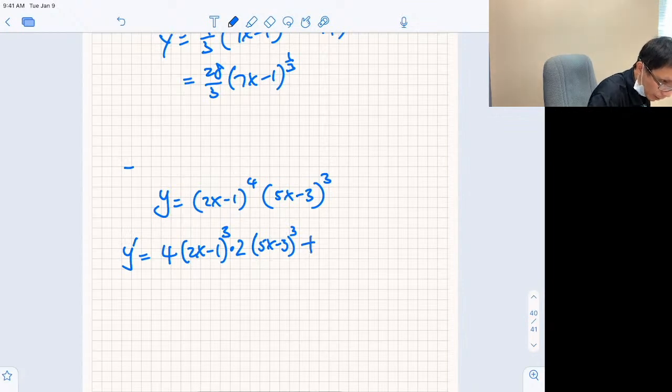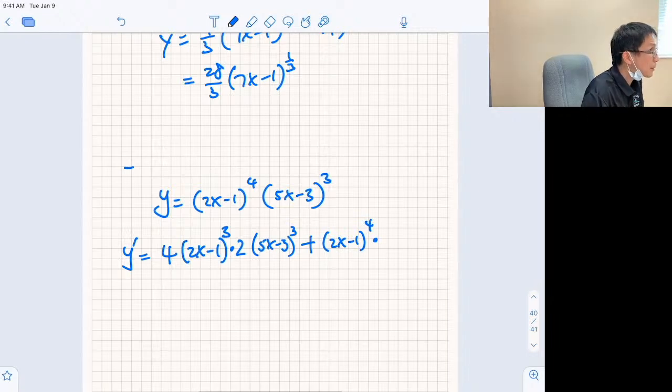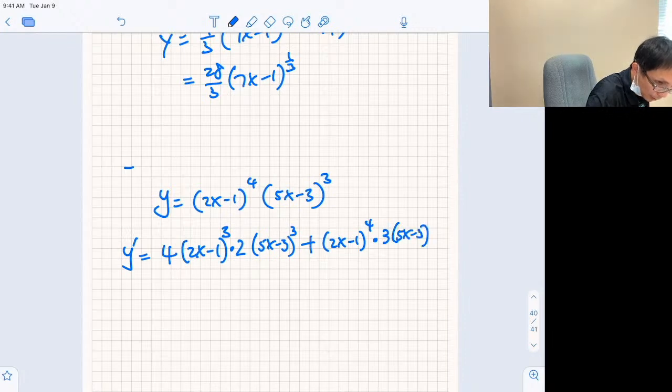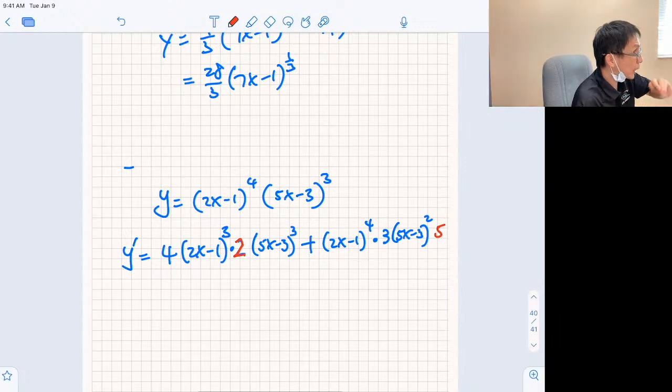Plus, we're going to leave the first one alone, to the 4th, times the derivative of the second part, which is 3 times (5x minus 3) to the 2nd. What am I missing? 5, right? Usually people forget about this part, which is 5, and this is 2. They usually forget those two numbers, which are the derivative of the inside. Don't forget that.